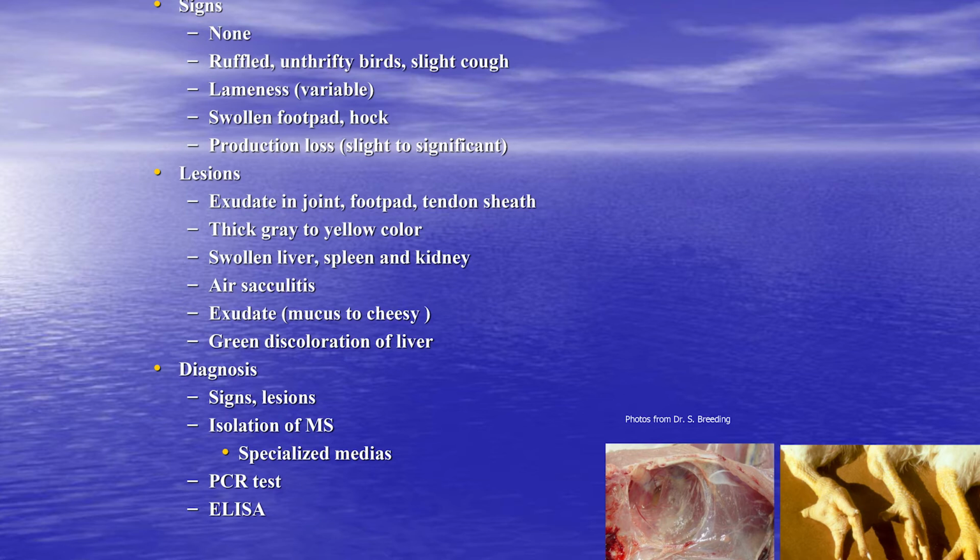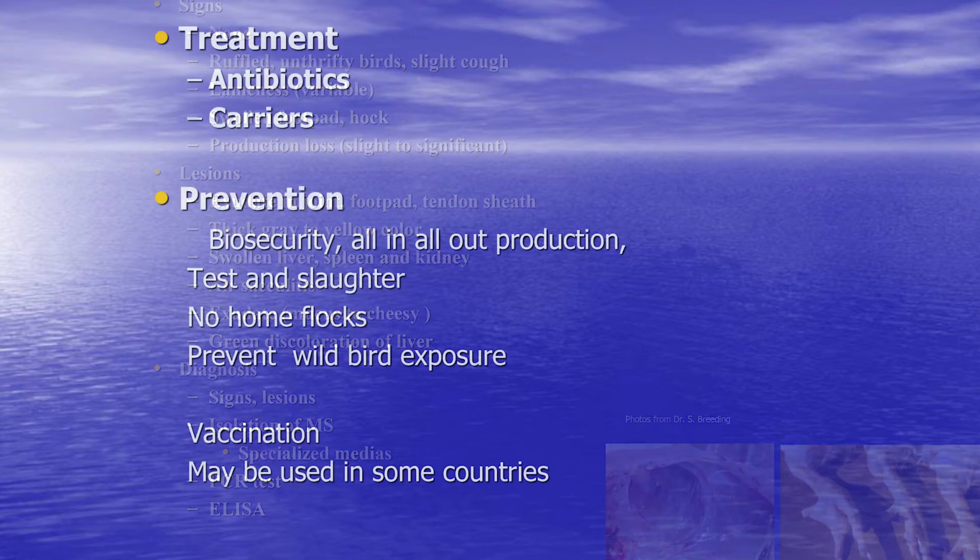Diagnosis, of course, signs and lesions give you a pretty good idea. Isolation of the organism using specialized media. But depending upon those serologic tests and those newer tests such as the polymerase chain reaction, the PCR test, and the enzyme-linked immunosorbent assay, which is one that's done on serum. PCR is done on a swab, such as a tracheal swab or oropharyngeal swab, or a swab of the affected tissue as you'd see here. All good tests to detect it.